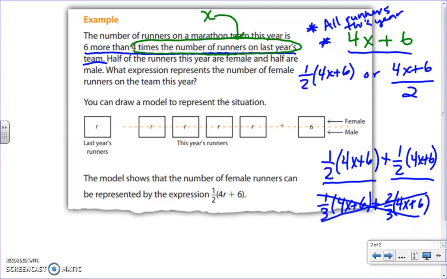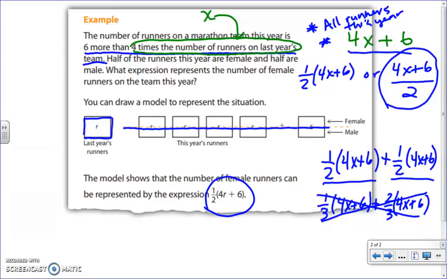So it goes on to explain using a model. If we have last year's runners and we call them R, okay, so I use the letter X, but they're using R in the example. Half of those, so they chop all these in half, would be males and half would be females. So you can see that we have half of the 4 R's plus 6. And so I wrote it kind of like this. This would kind of represent chopping it in half. But I like to think of it as half of. Half of means multiply. And you can see they also represented it that way as well.